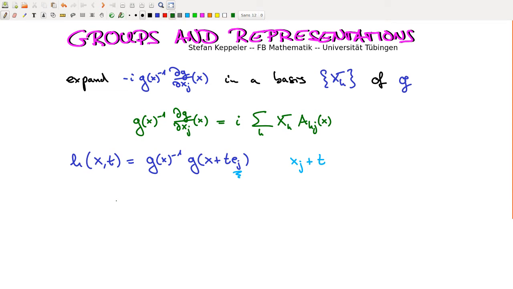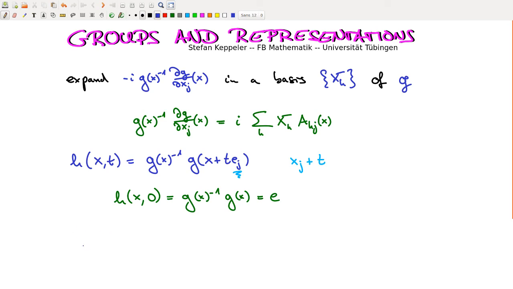Now, this is a curve through our group, and if we go to t equals 0, then we have g of x inverse, g of x, so we have the identity. It's a curve through the identity.